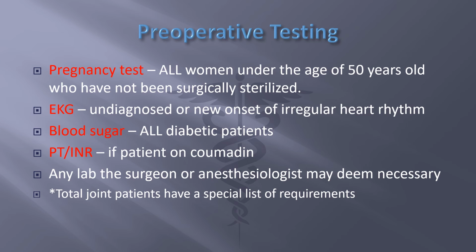They may want to know what their potassium level is. They may want to know what their hemoglobin and hematocrit are. So anything that the surgeon or the anesthesiologist deem necessary are things that we need to know. And also, patients who have total joints, they do have a long list of things that need to be looked at preoperatively.